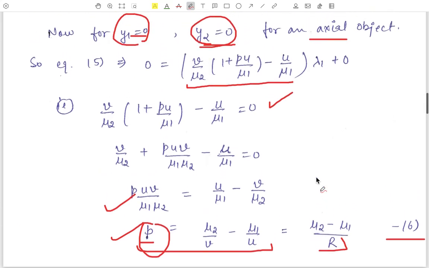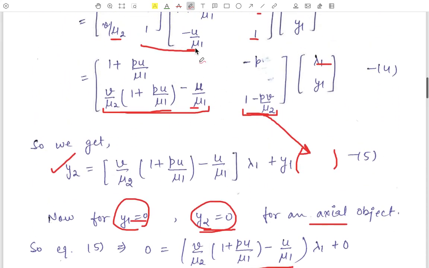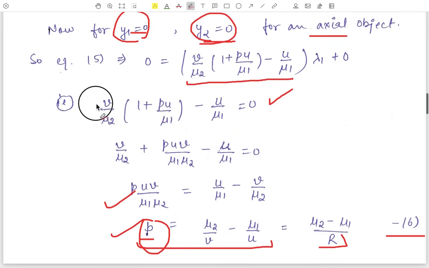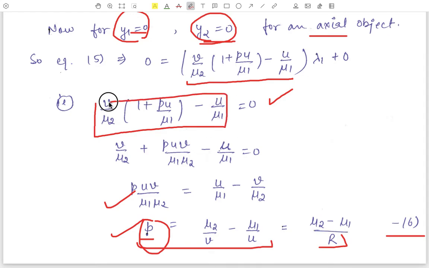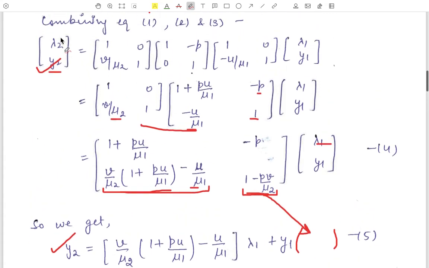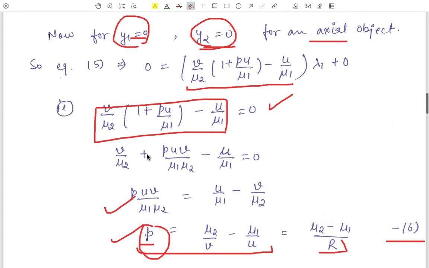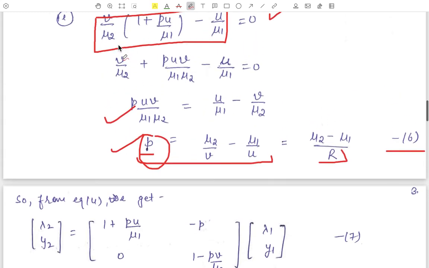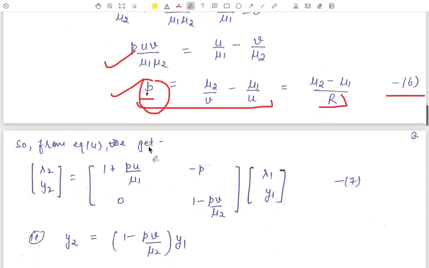Now from equation number 4 again, from this equation in matrix form we will use this condition. हमारे पास क्या है, this coefficient or this term is equal to 0. So using this term equal to 0 here we get lambda 2 y2 is equal to this term 1 plus pu upon mu1, ये रही, minus p यहाँ पर हमारी वो वाली टर्म है जो 0 के इक्वल है इस इक्वेशन से. Therefore 0 into 1 minus pv upon mu2 into lambda 1 y1. Say this is equation number 7.